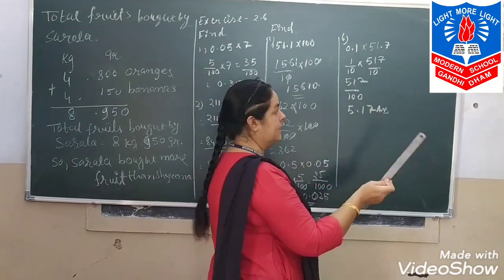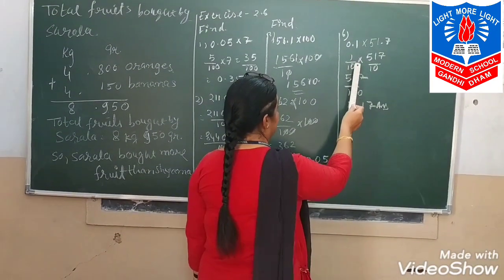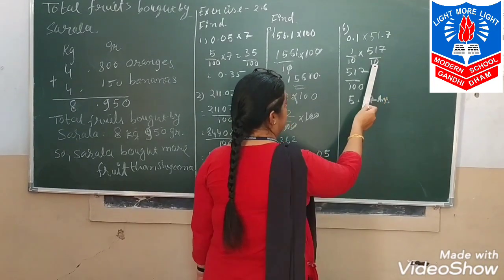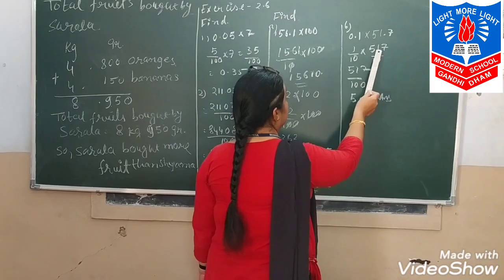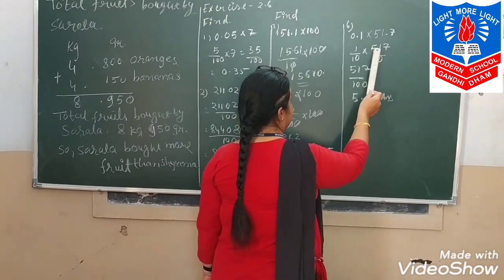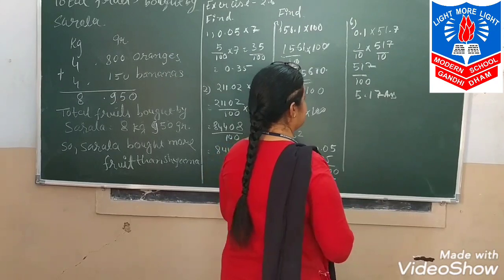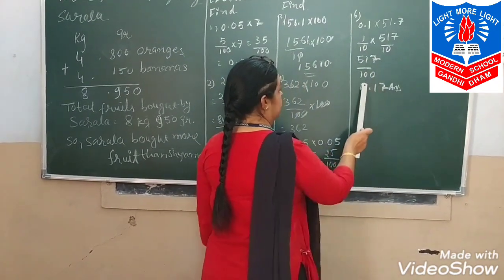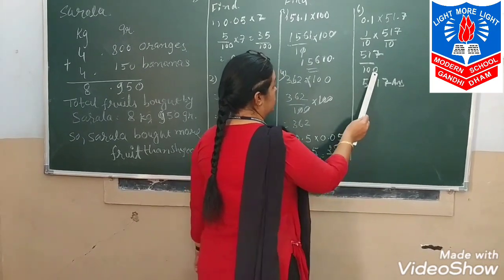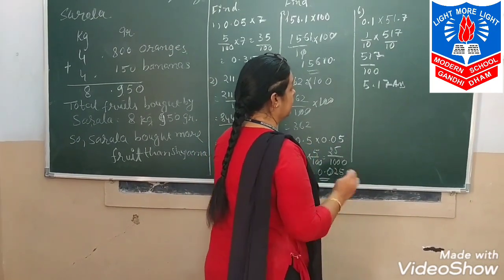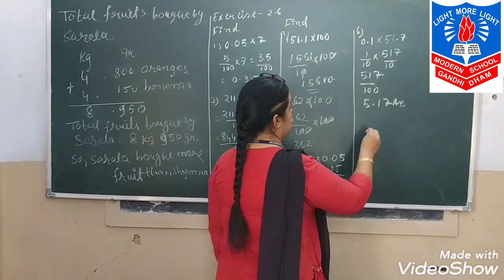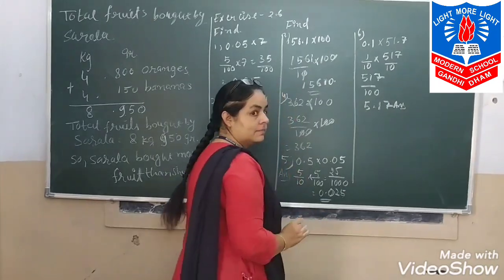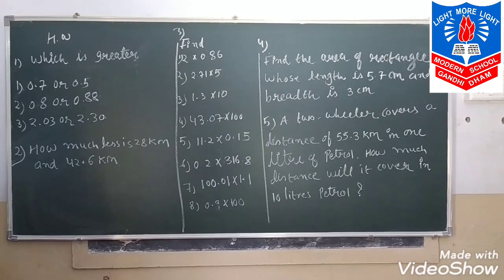Then here 0.1 into 51.7. Point after 1 digit, so I will write here 1 upon 10 into 517 upon 10. Point after 1 digit, so we write here 10. 517 multiplied by 1 means the same digits, 517. 10 into 10 is 100. Here is 100, it means our point will come after 2 digits. So 5.17 is our answer.